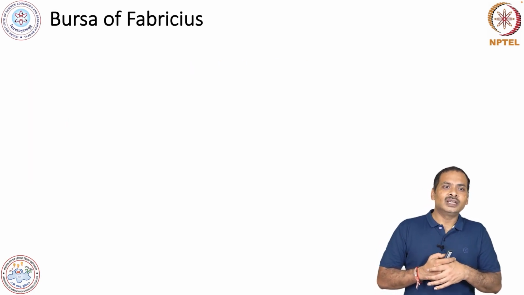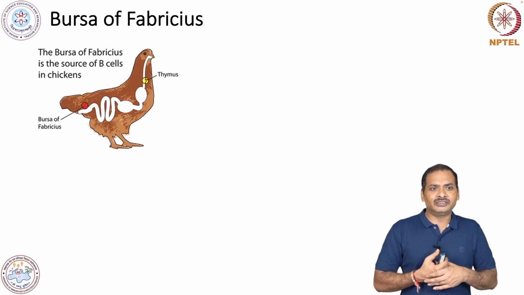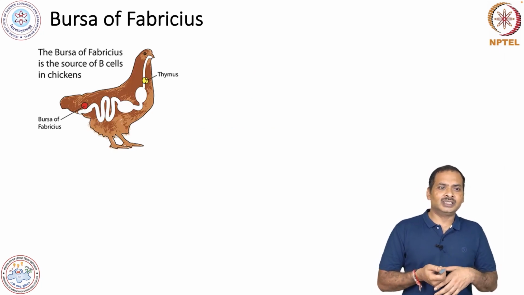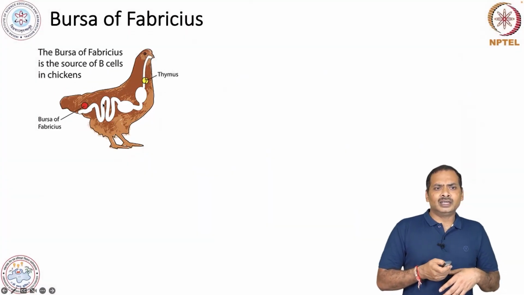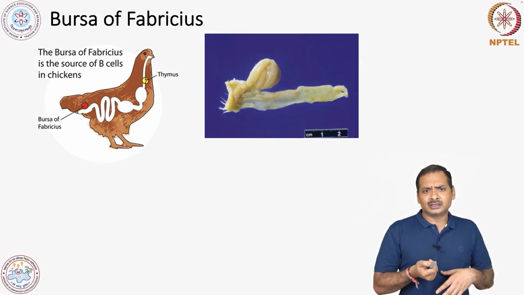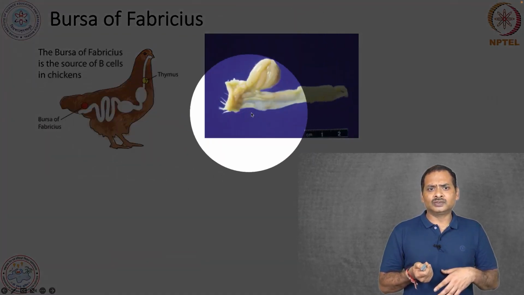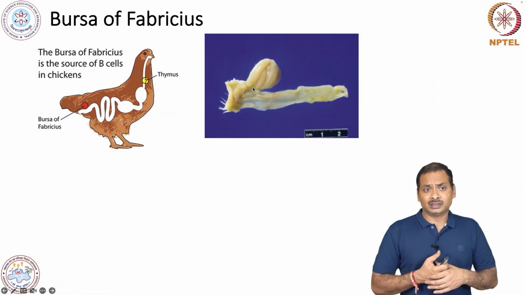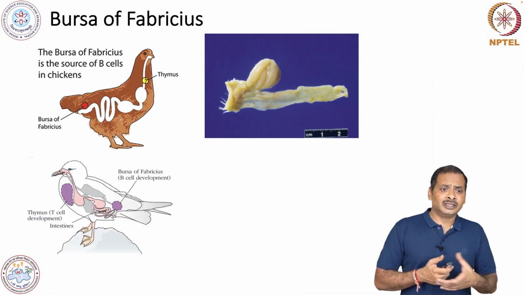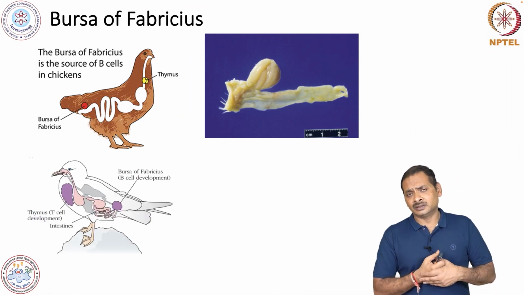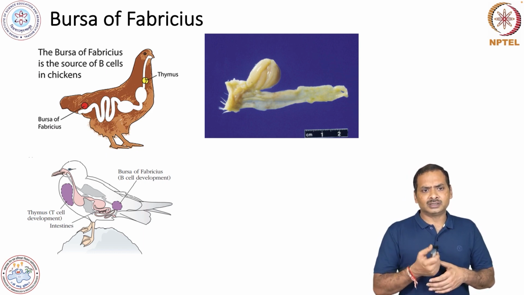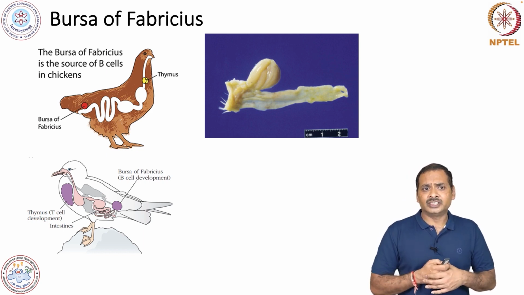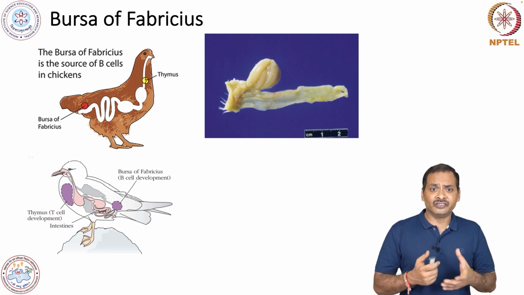Here is the organ I was talking about in birds. Here you can see that this is basically towards the end. This is taken out from a bird, basically a hen, and here you can see the bursa of Fabricius. This is the site for B cell development in avians, mainly birds.